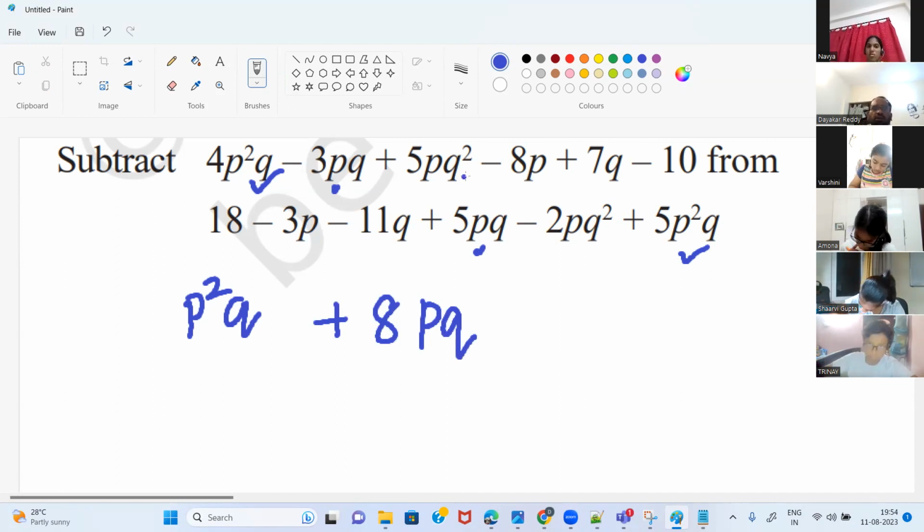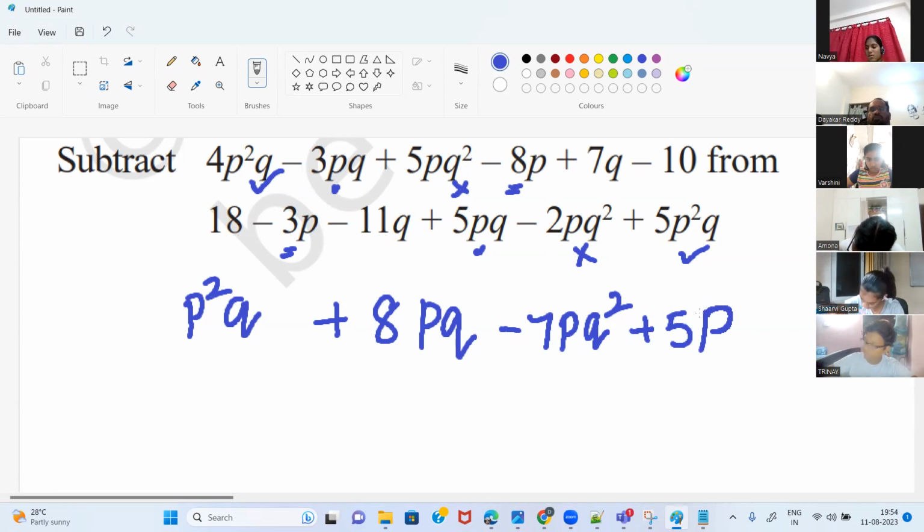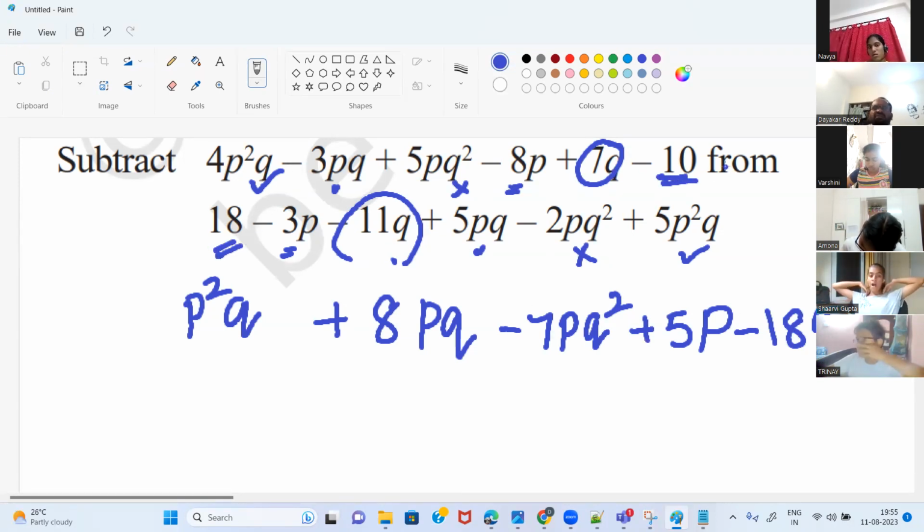Next, other one. pq square, minus 2, minus 5, which is minus 7. Next, minus 3p here, minus 8p. When you subtract, this minus will become plus. So, minus 3 plus 5 plus 8 is plus 5. Now 7q, 11q. Minus 11, minus 7, minus 18. Next, 18 minus into minus plus. 18 plus 10, 20. Sorry, 28. This is your answer.